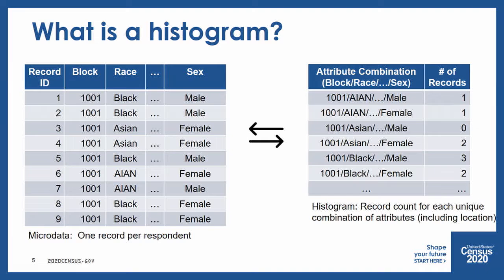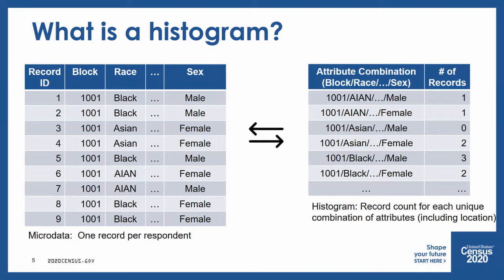So for those who may not be familiar, I know I wasn't when I started on this project, what is a histogram in the context of the disclosure avoidance system? I'm a statistician, I'm familiar with the way statisticians typically think of histograms, and this is slightly different. A histogram is essentially a tabular equivalent to microdata. In microdata, you have one record per respondent, one record per unit of observation. In a histogram, you have a record count for each unique combination of attributes, including location.